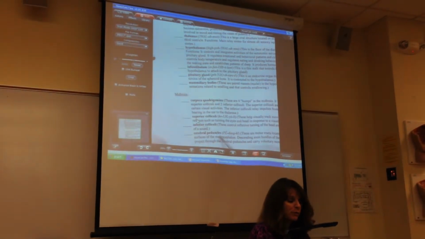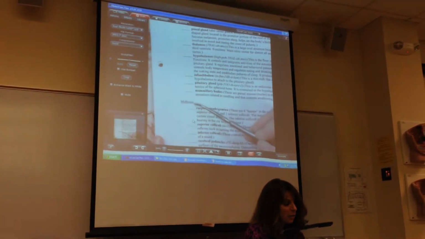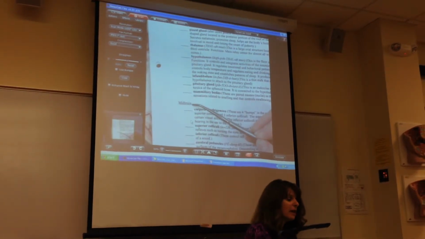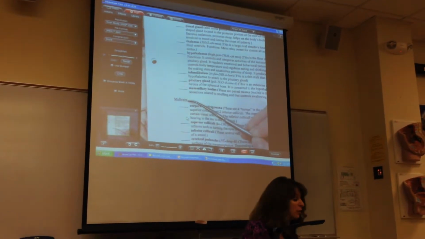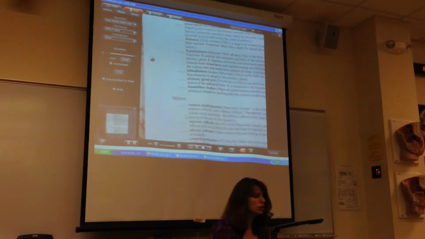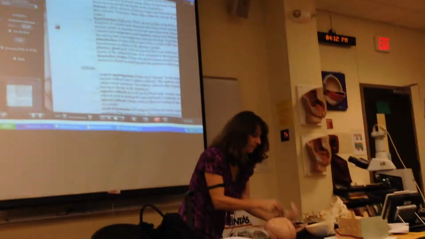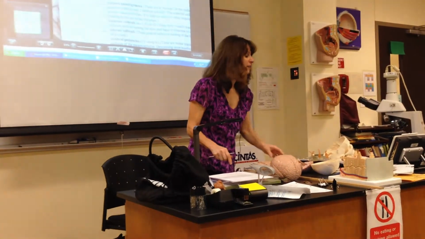So the cerebral peduncles are located on what part of the brain? Midbrain. So to see those, the best way is to look at our brain stem. And so I had the brain stem here.